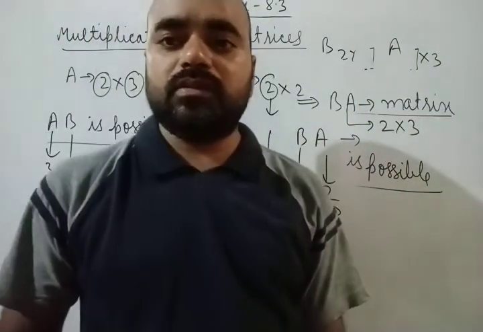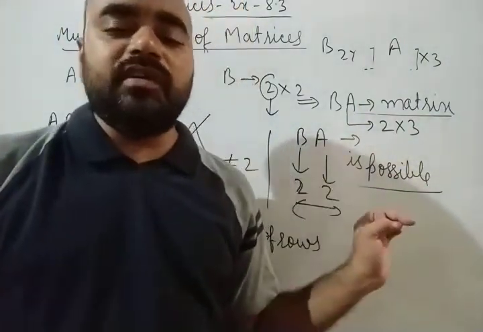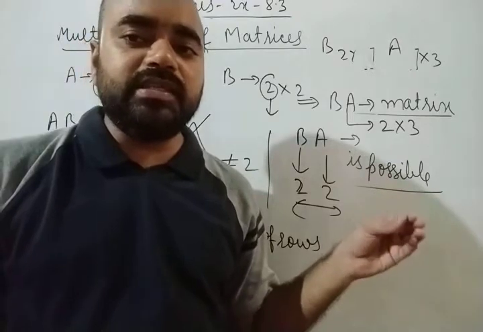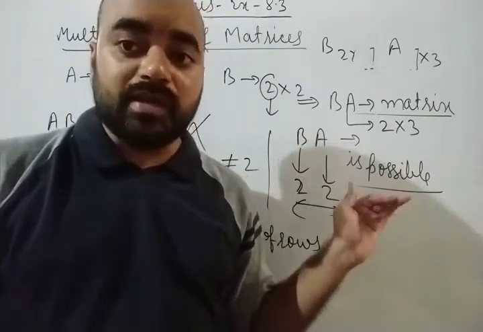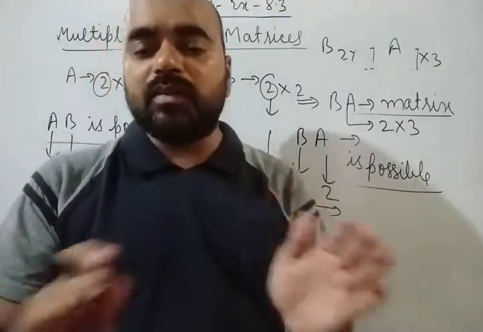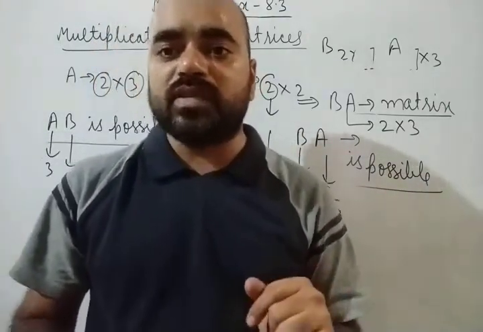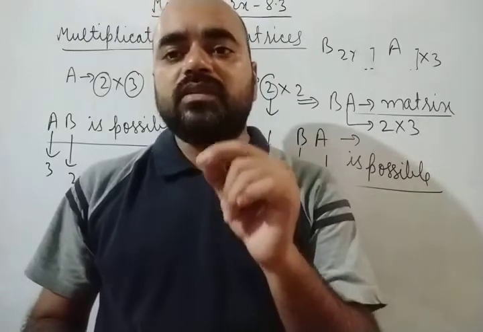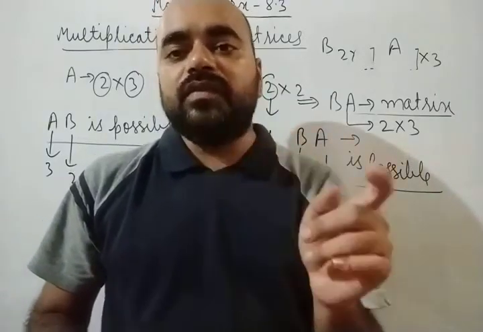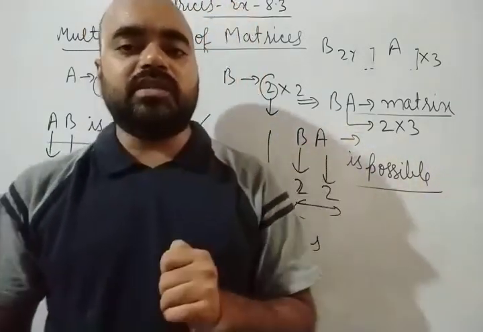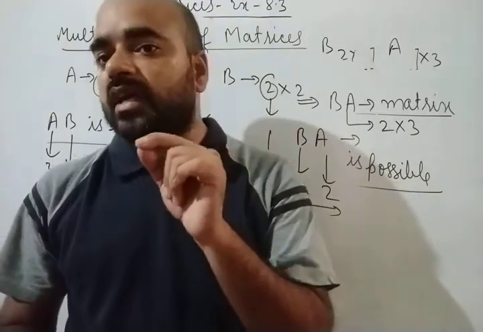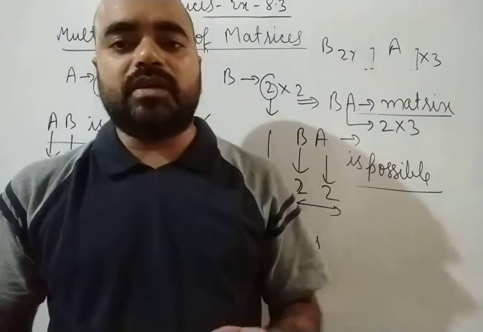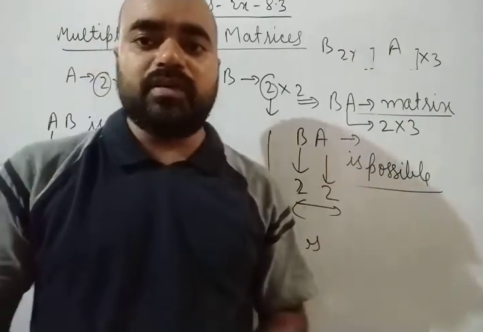Correct? Clear? Now we will discuss how to obtain each element of the matrix after multiplication. It means when we have multiplied both matrices, if it is possible, how do we obtain the matrix which results from the multiplication? How will you get each of the elements of the product matrix? Now we will take one example.